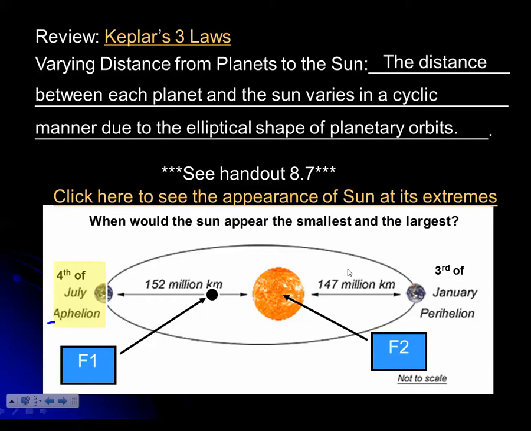And in January, beginning of January, around the 3rd or so, we are at perihelion. Perihelion is when we're closest, and it's about 147 million kilometers. So there's about a 5 million kilometer difference between aphelion and perihelion. And just remember, we are closest to the sun in our northern hemisphere winter, and we're farthest away in our summer. You guys know that distance does not cause our seasons.